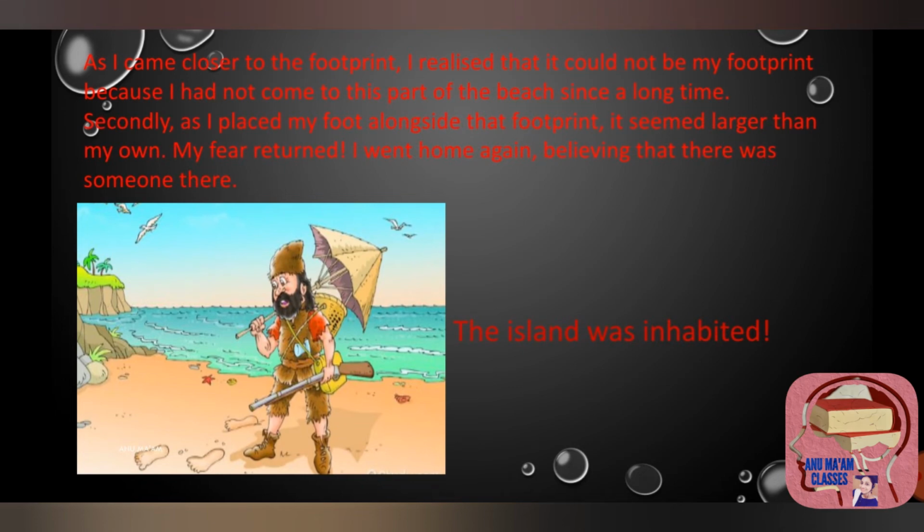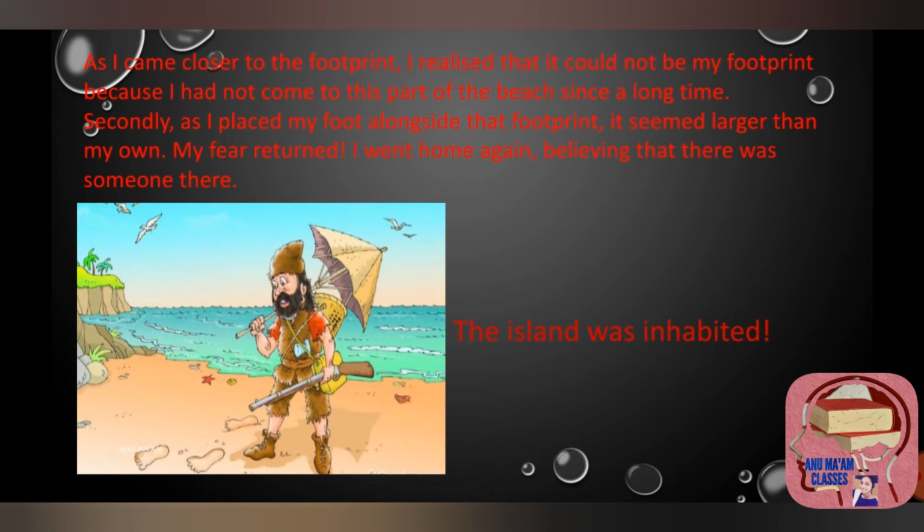As I came closer to the footprint, I realized that it could not be my footprint because I had not come to this part of the beach for a long time. Secondly, as I placed my foot alongside that footprint, it seemed larger than my own. My fear returned. I went home again, believing that there was someone there. The island was inhabited.